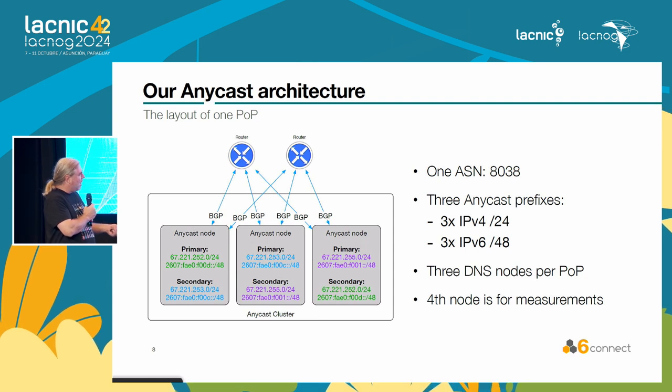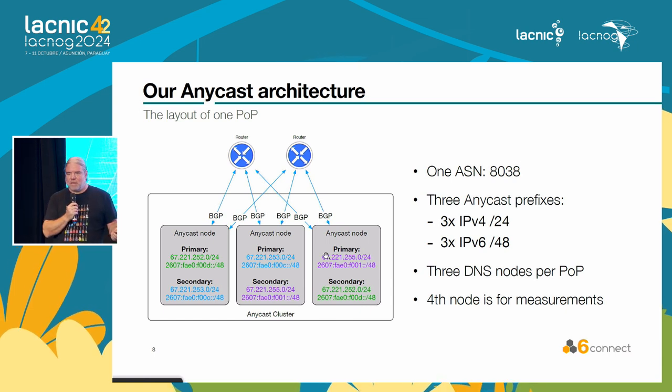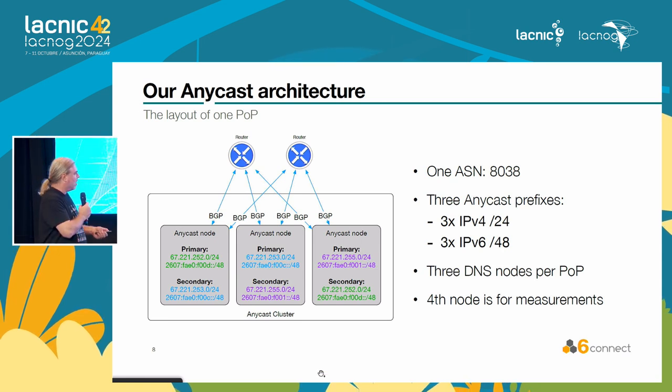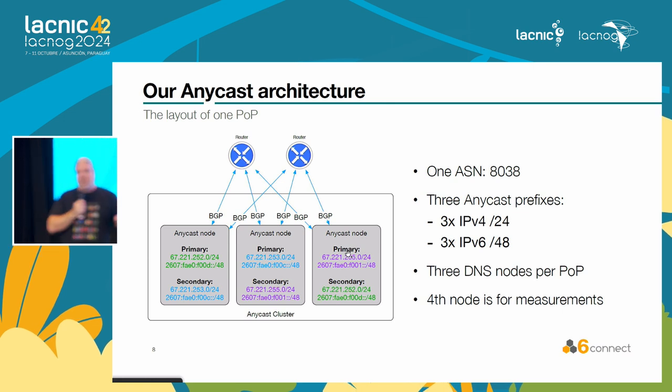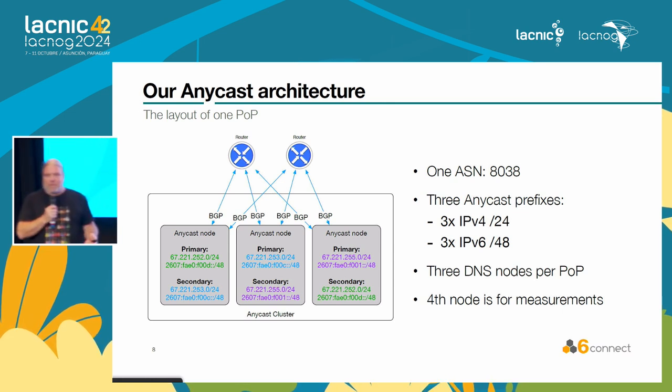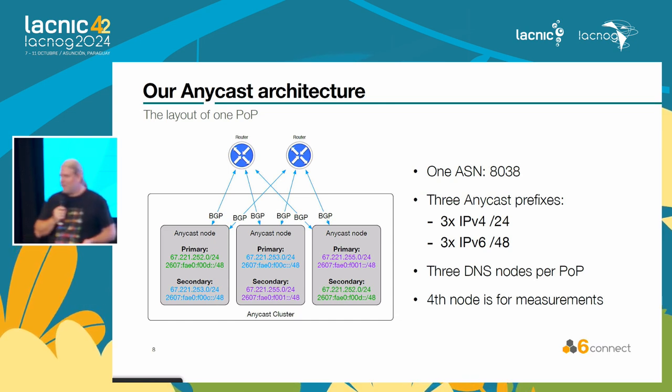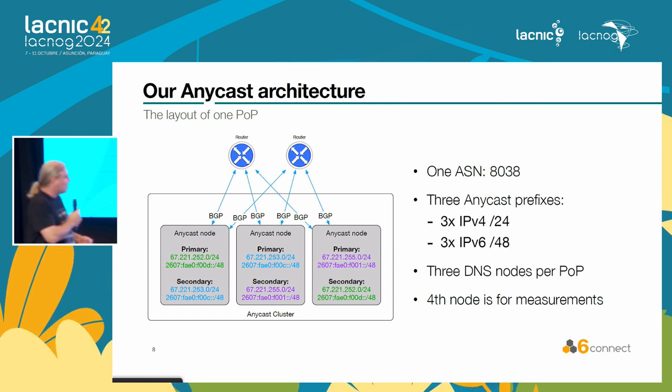So if any of these nodes goes down, right, nobody will even notice, because one of the other nodes will just take the traffic and respond to all the queries. So that means that you can shut down one node in any location for the maintenance or whatever, and nobody will even notice, right? And that's what we want, right? Yes.